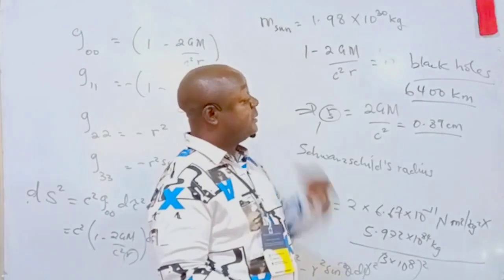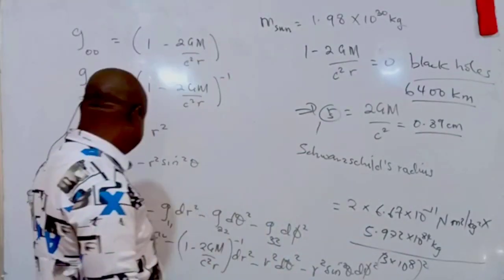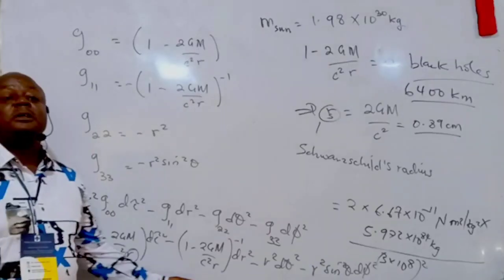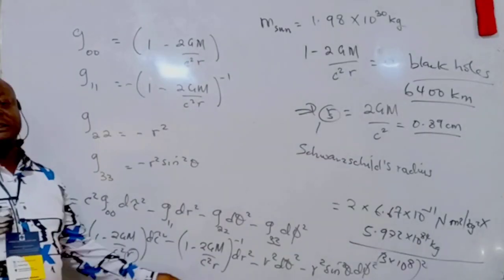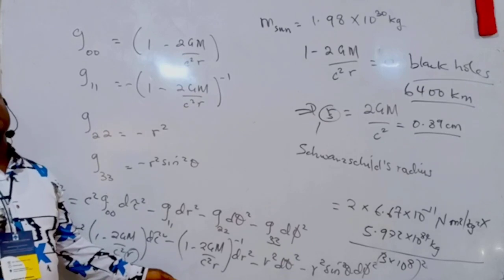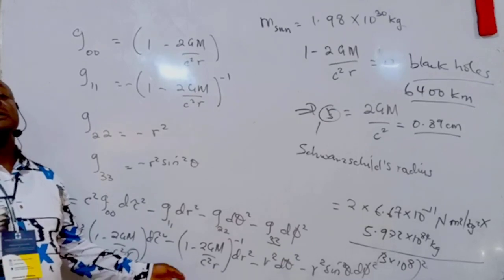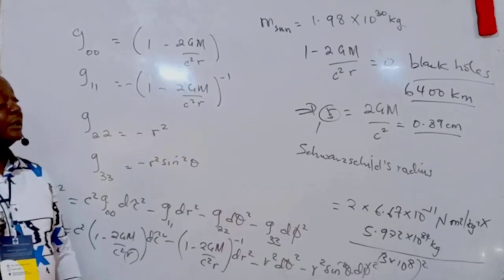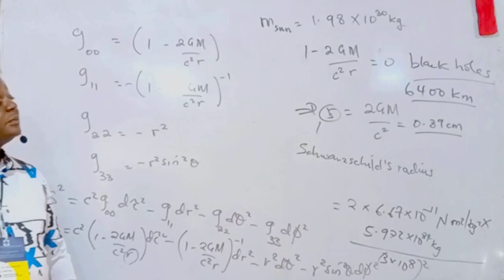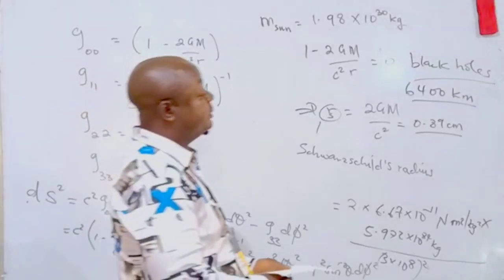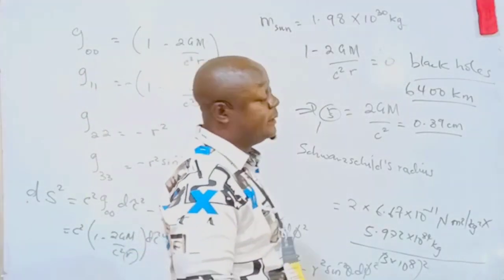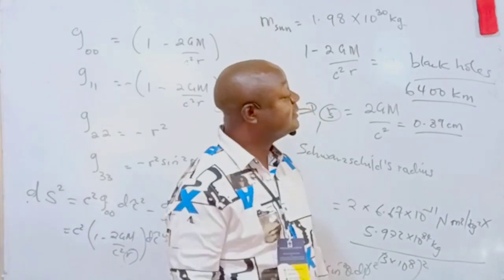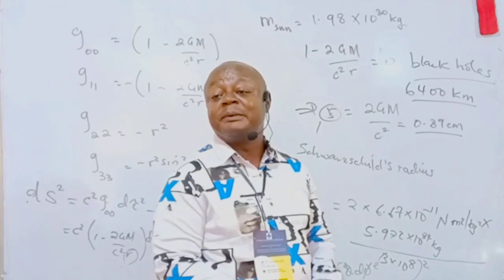Okay? So once you have a metric, you have a line element, you start looking at points of singularity, because any point of singularity will define a black hole. Is there any question on that? We are through the first astronomical phenomenon.